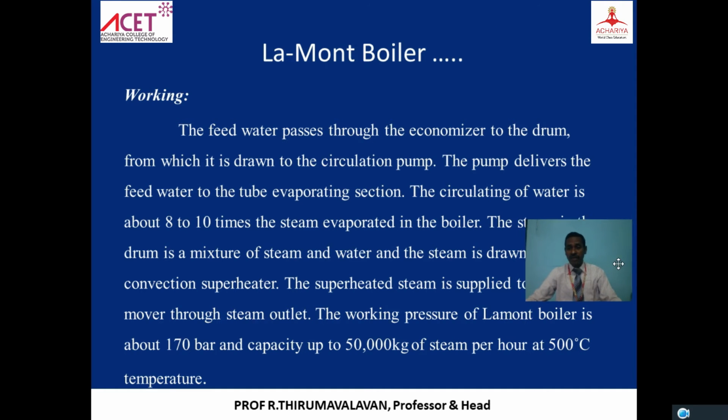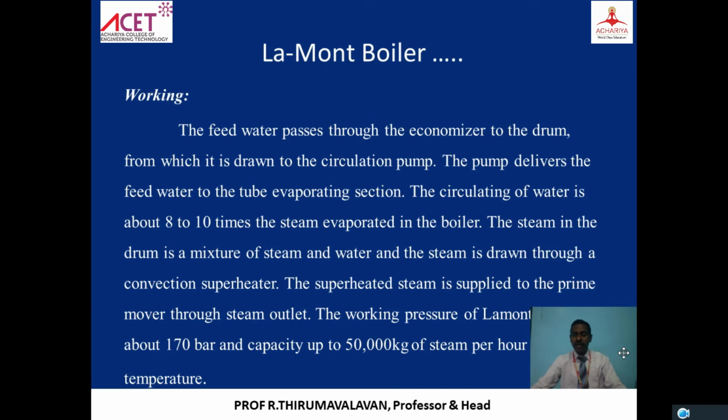We have already seen that the critical temperature is between 350 and 400. So this boiler is producing steam at a temperature of 500 degrees centigrade, with 50 tons capacity per hour at a pressure of 170 bar. That is the beauty of the Lamont boiler.